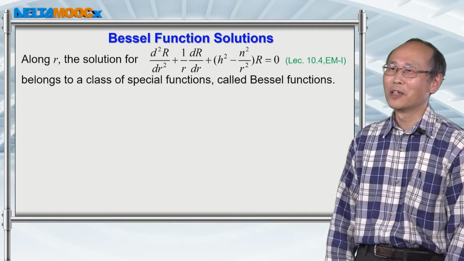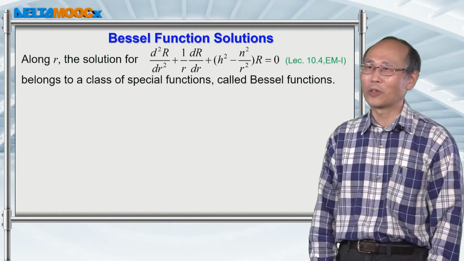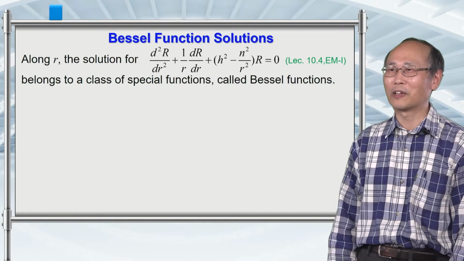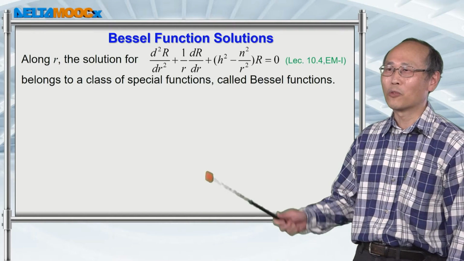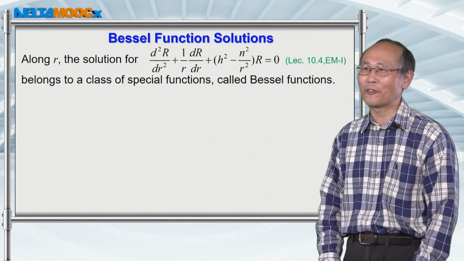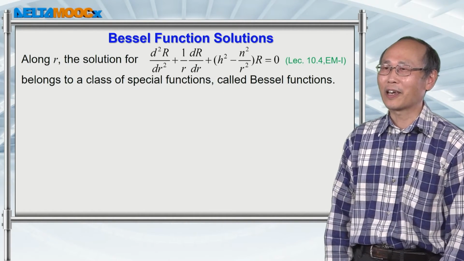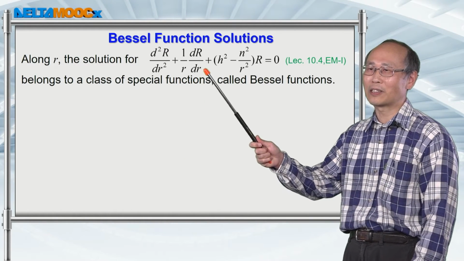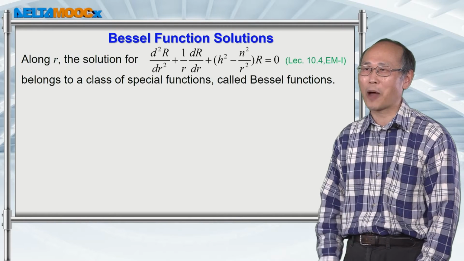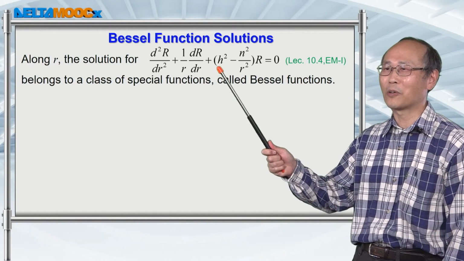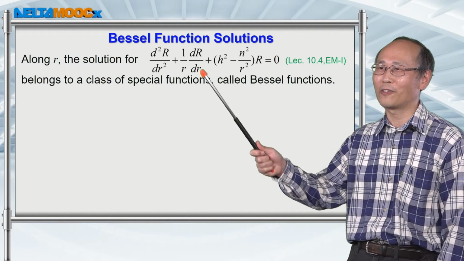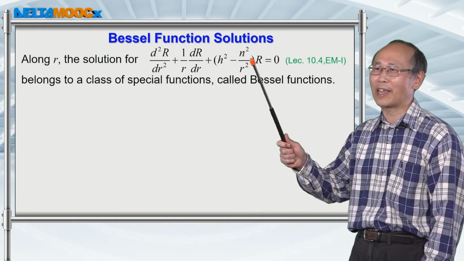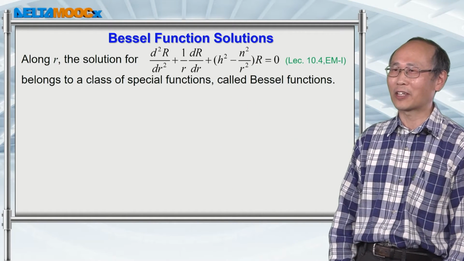Previously, we already have a solution for the field along the phi direction, the angular direction, but we haven't really solved the field along the r direction. From the separation of variables technique, we write down this expression from the Helmholtz equation. Now we are in a position to solve for r from this ordinary differential equation. But don't forget that n is the mode number along the phi direction.